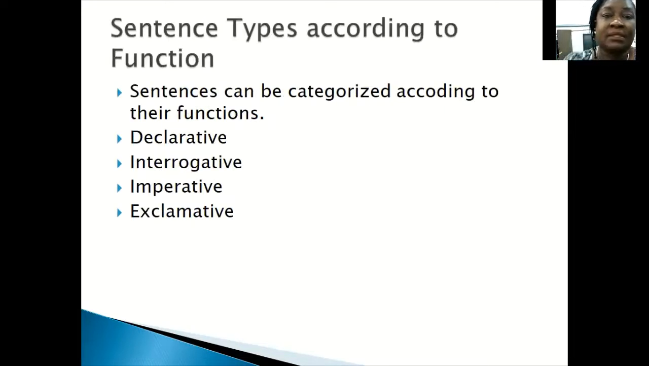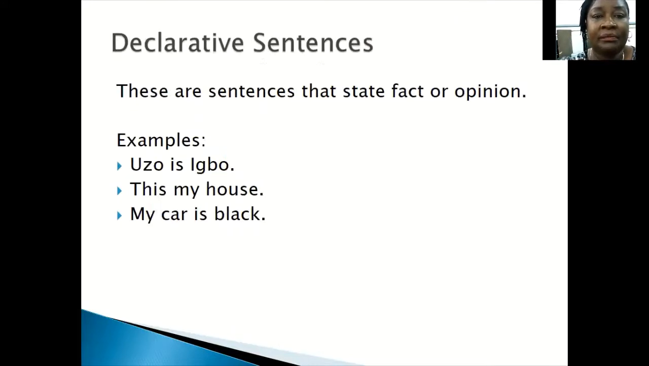Sentence type. Sentences are also categorized according to their function. Under this category of sentences, we have four types. They are the declarative sentence, the interrogative sentence, the imperative sentence, and the exclamative sentence. Now let's look at them in more detail. We'll start off with the declarative sentence.